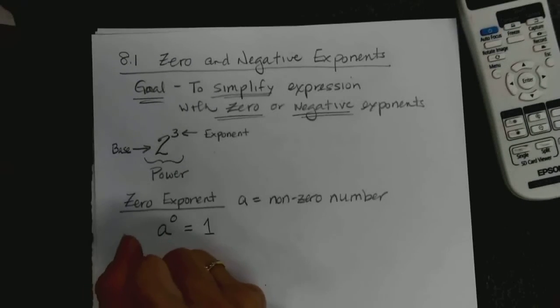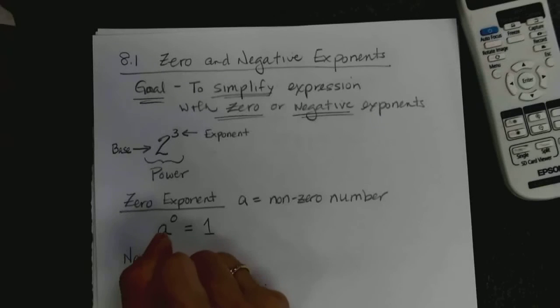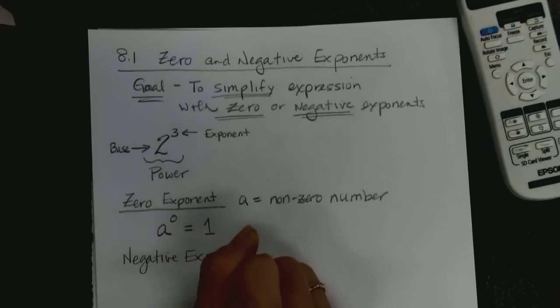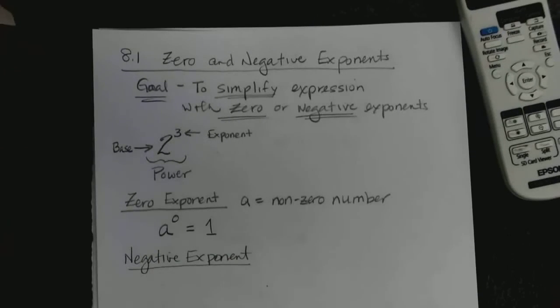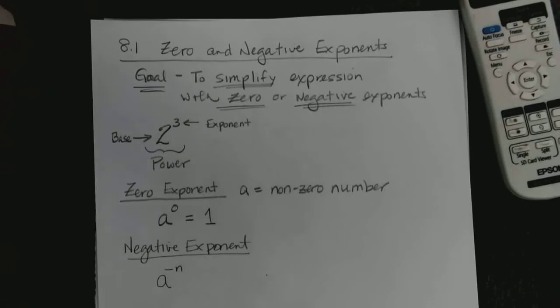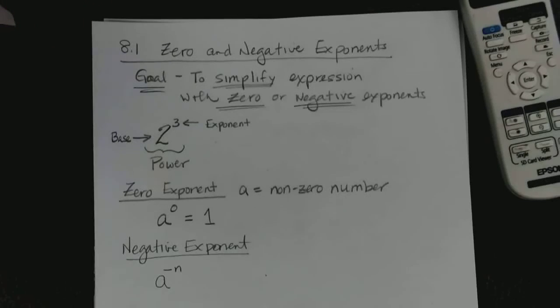Okay, now let's go to the negative exponents. If I had any number to a negative exponent, let's figure out that rule. What's that going to equal? I'm going to use the same thing as this. I'm going to prove it from this.